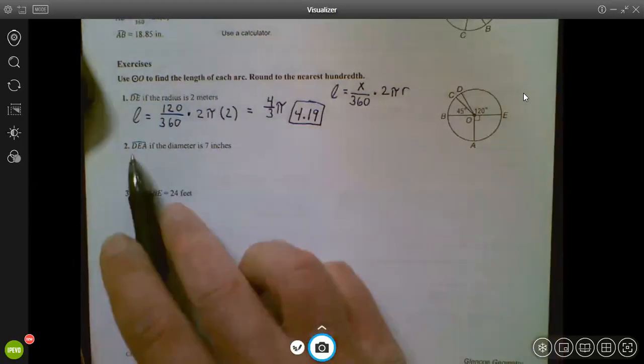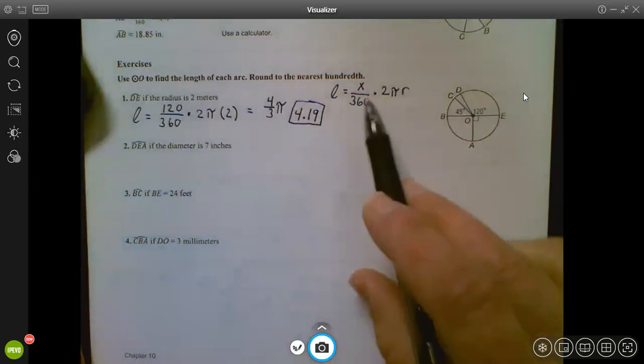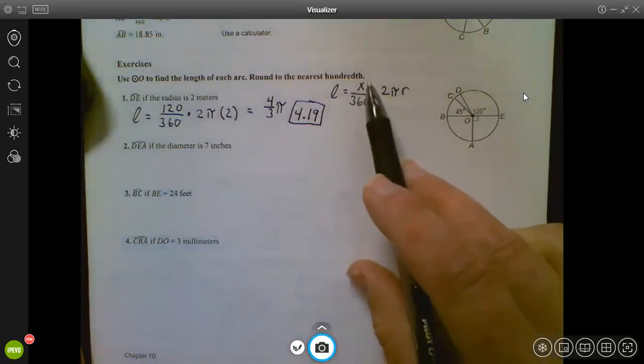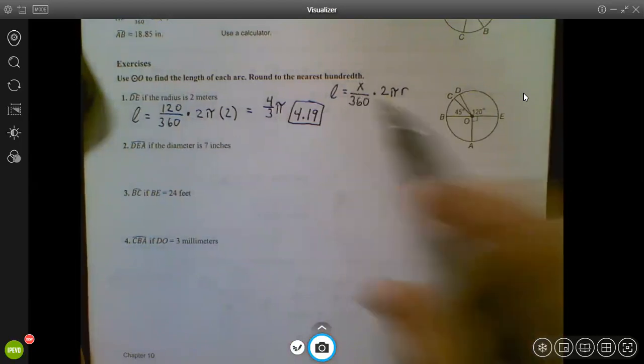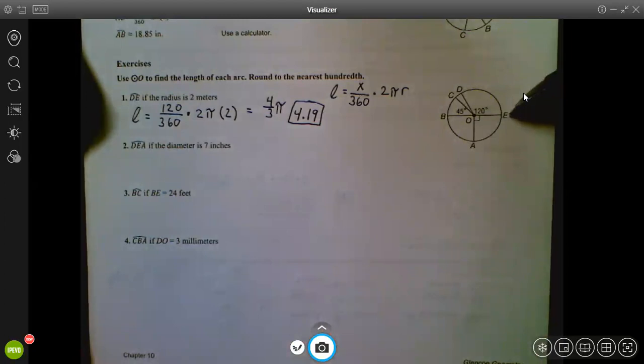Okay, what is the length of arc DEA? So D to E to A. Let's just start with the formula. The first thing we need to know is this guy: what is the measure of that arc in degrees? Well, from here to here is 120. From here to here is another 90. So we basically have to do 120 plus 90, which we know is 210. So the degree of that arc is 210 degrees.